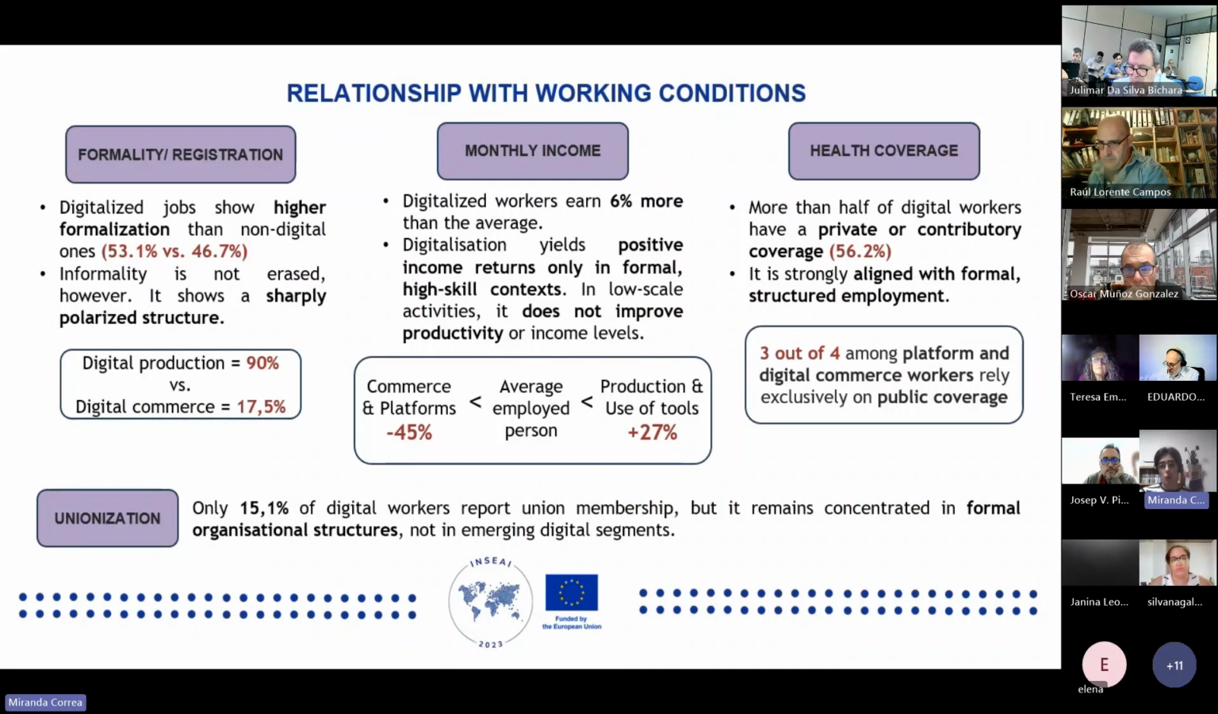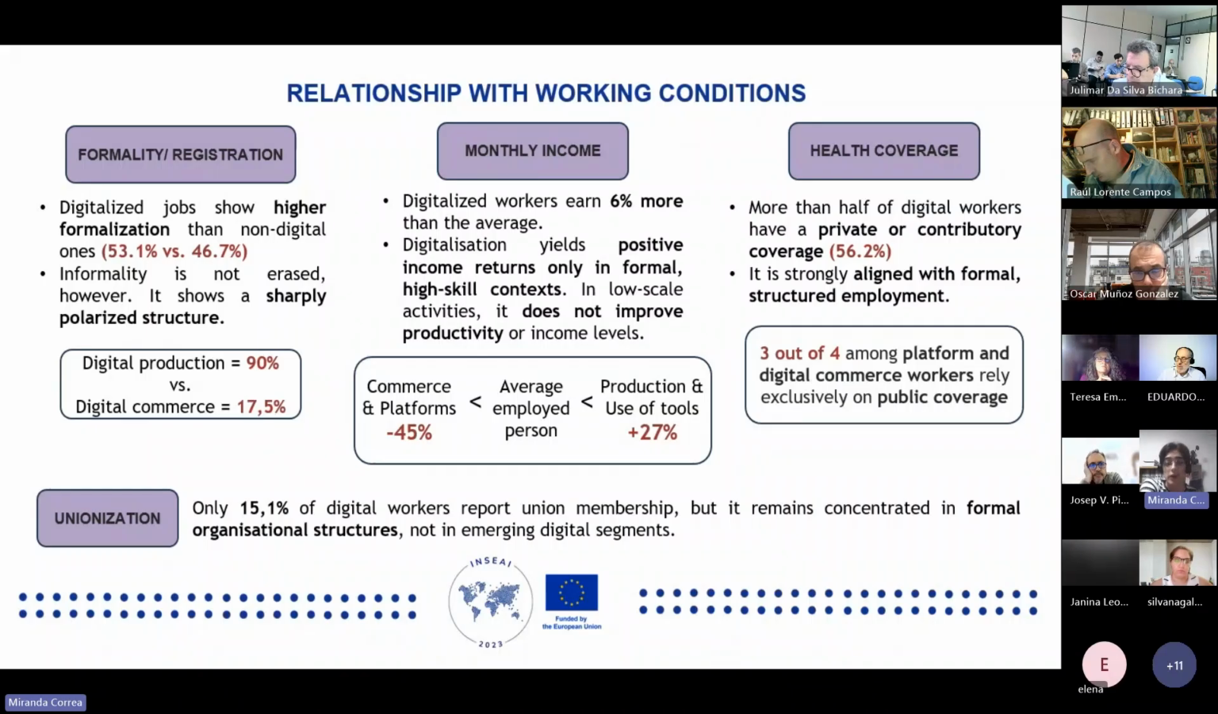This pattern also repeats with social protection around health. Workers in digital production and use of tools mostly have contributory or private coverage, while 3 out of 4 platform and digital commerce workers rely exclusively on the public system.